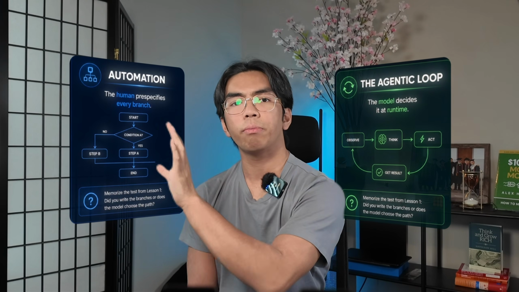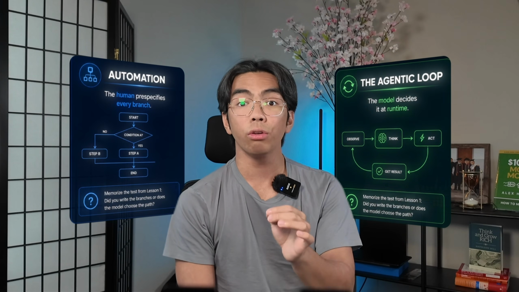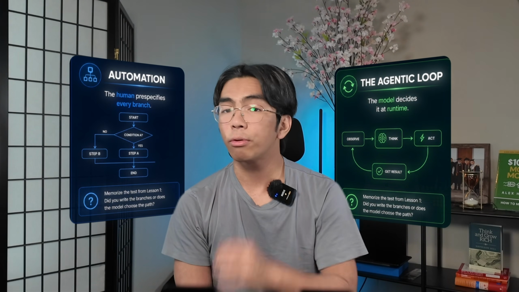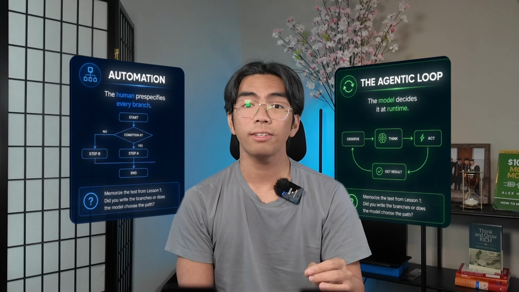So that's the line. Automation, the human pre-specifies every branch. The agentic loop, the model decides it at runtime. Memorize the test from lesson 1. Did you write the branches, or does the model choose the path? In the next lesson, we zoom into the 3 capabilities that actually make this possible: tools, memory, and planning.